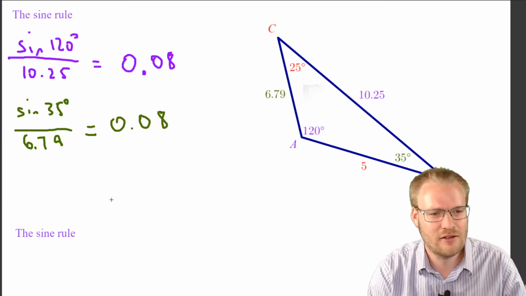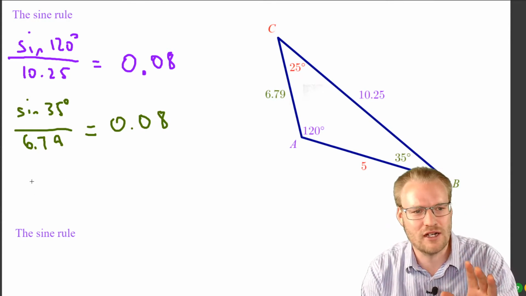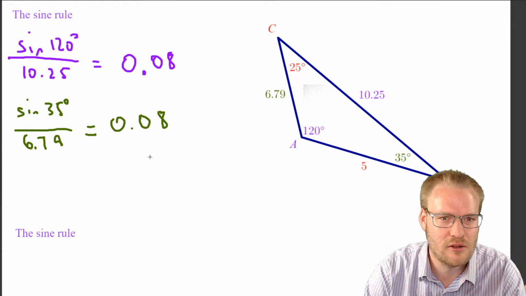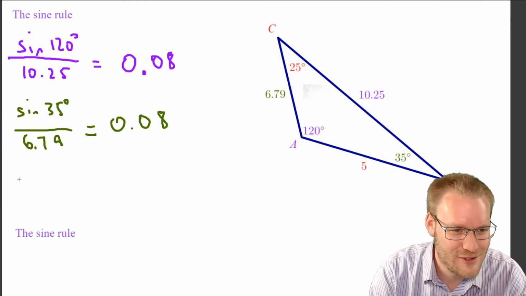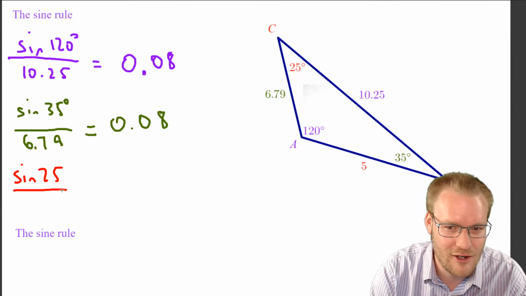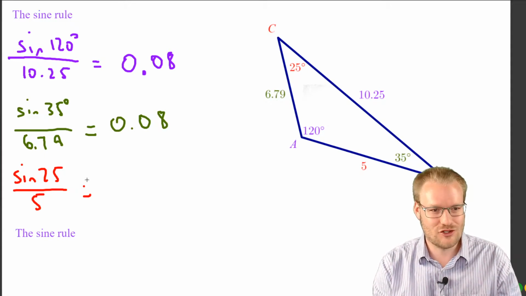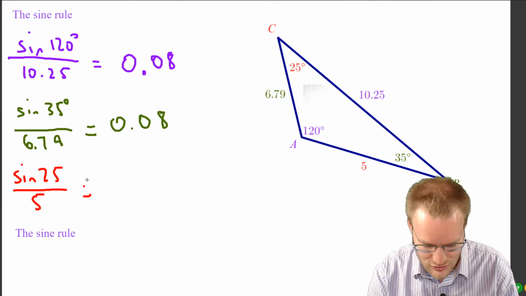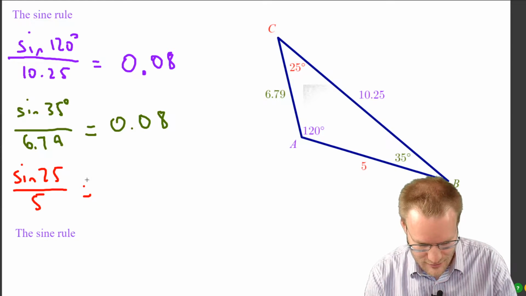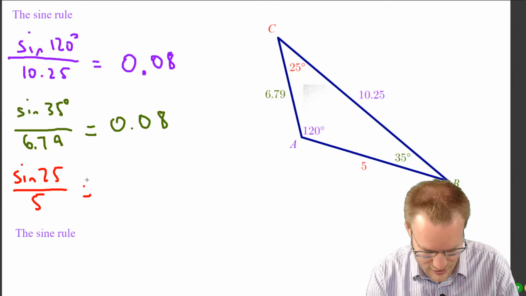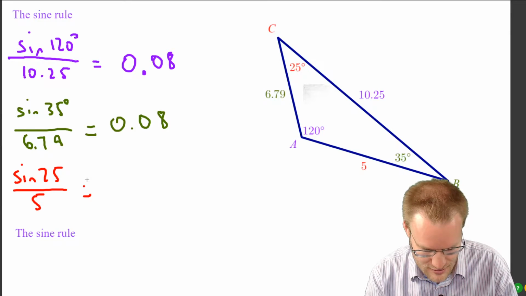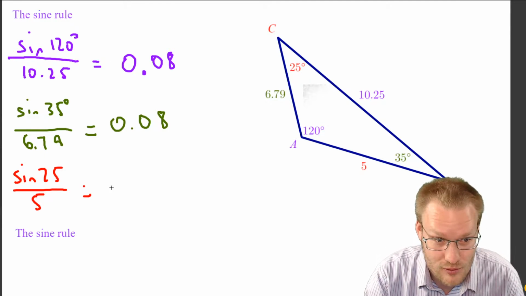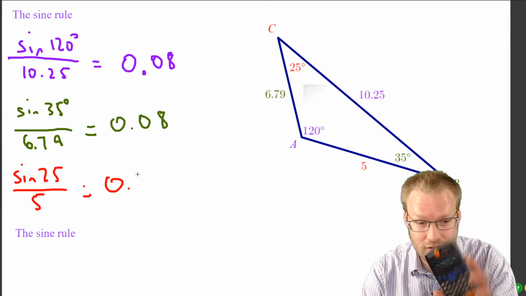And finally, the last one, I'm going to leave it to you to write down the last ratio. Does it also equal 0,08? Hopefully it does. We've got sine of 25 over 5. Sine 25 divided by 5. This is a good practice of making sure: did anyone get 0,087 as opposed to 0,084? Make sure that you've got your divide in the right place.